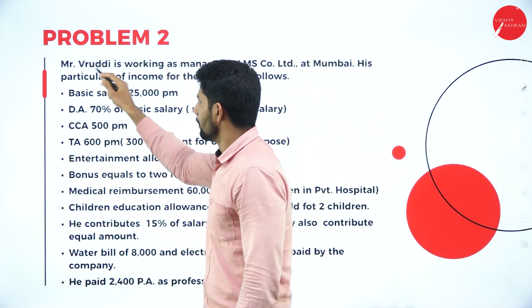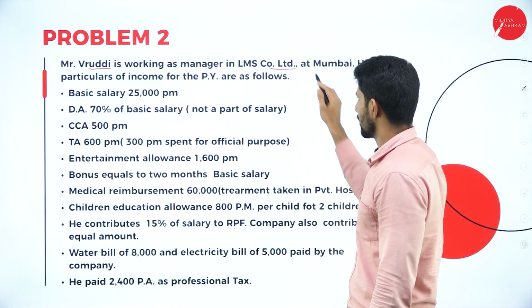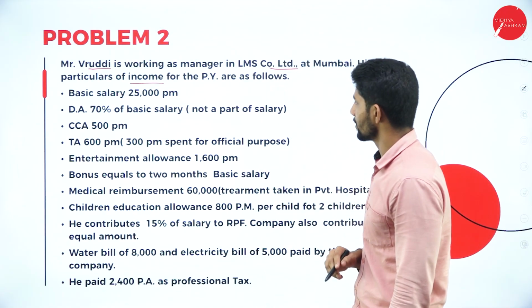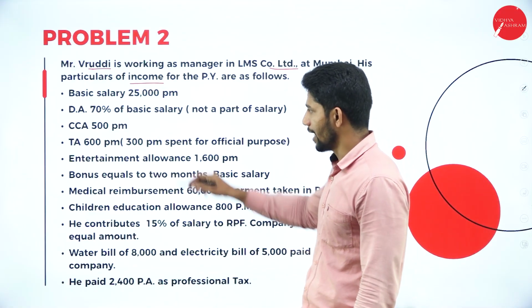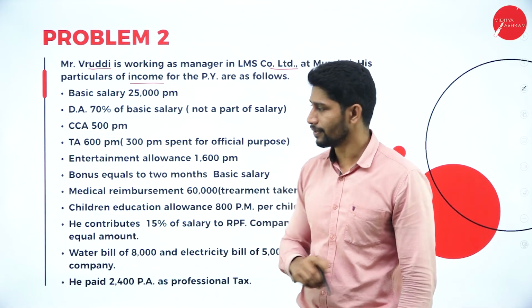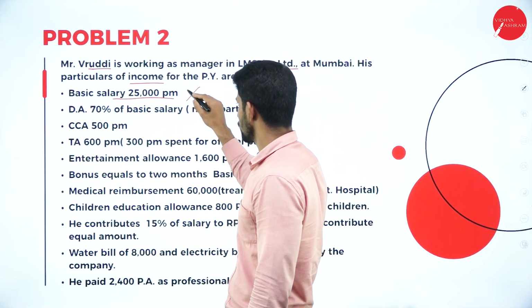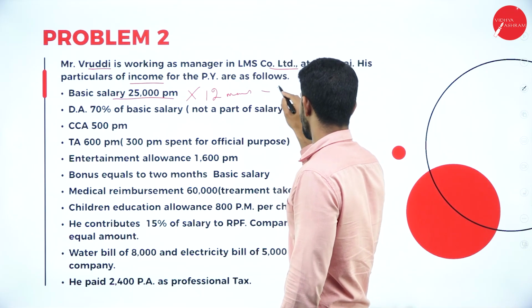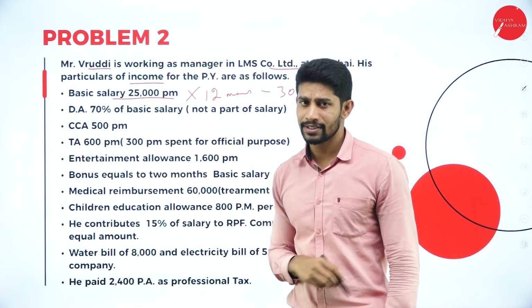Problem number 2. Mr. Ruddhi is working as manager in LMS Company Limited at Mumbai. His particulars of income for the previous year are as follows. He is working in Mumbai as a manager and the information with respect to his job is given. So basic salary 25,000 per month. You are supposed to multiply into 12 months. How much you will get? Nearly you will get 3 lakh rupees basic salary.